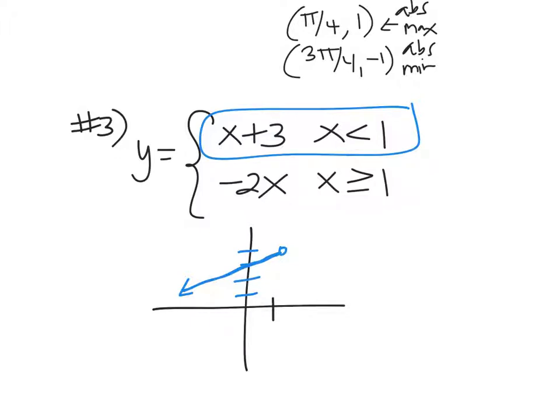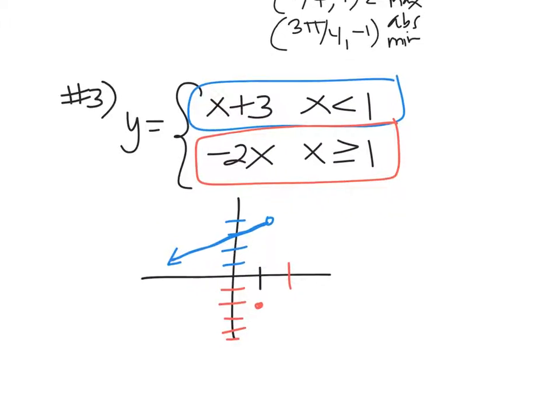The other side of it, this side right here, I plug in 1 and I get -2. And then I could plug in 2 and I get -4. So I'm going down here.